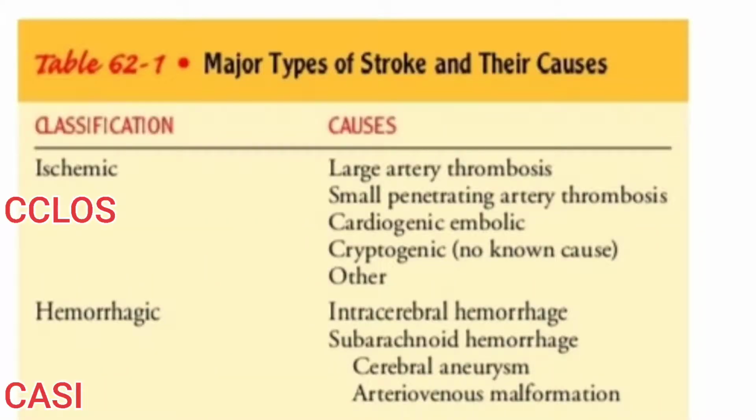So ischemic stroke can be caused by the following: large artery thrombosis, small penetrating artery thrombosis, cardiogenic emboli, cryptogenic origin, that is idiopathic, it's unknown, and other strokes which are caused by cocaine use, coagulopathies, spontaneous dissection of the carotid or vertebral artery. Hemorrhagic stroke can be caused by intracerebral hemorrhage, subarachnoid hemorrhage, cerebral aneurysm, and arteriovenous malformation.